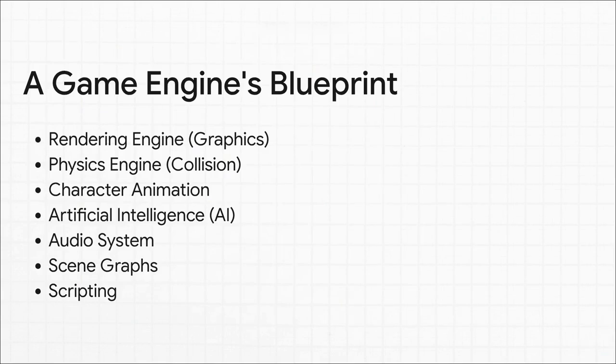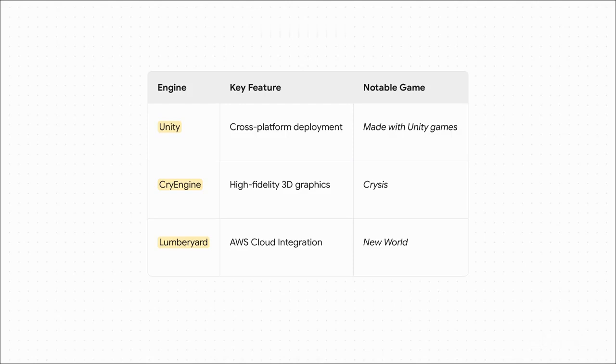A modern game engine isn't really one program. It's more like a whole toolbox of powerful, connected systems. You've got the rendering engine, that's the artist that actually draws everything. You've got the physics engine, that's like the bouncer, deciding how things move and what happens when they smash into each other. And then you have all these other specialized systems for character animation, AI, sound, and the scripts that control the game's logic.